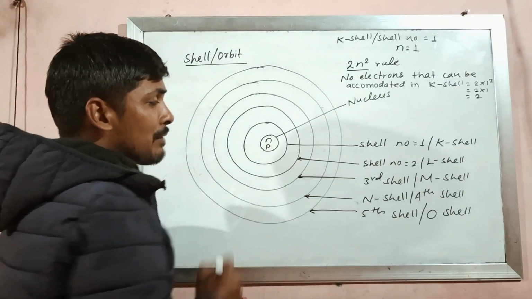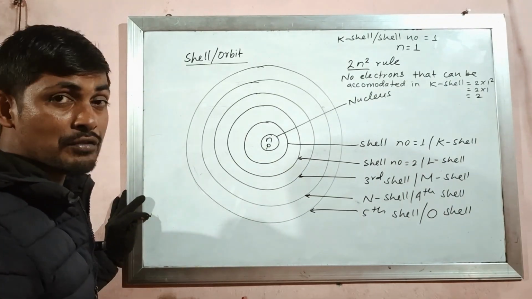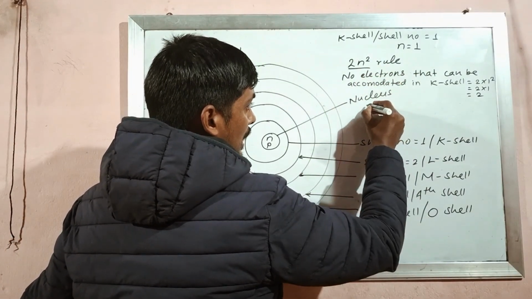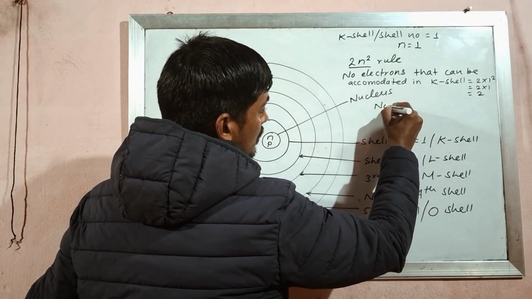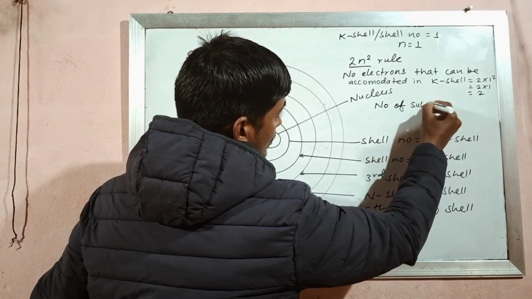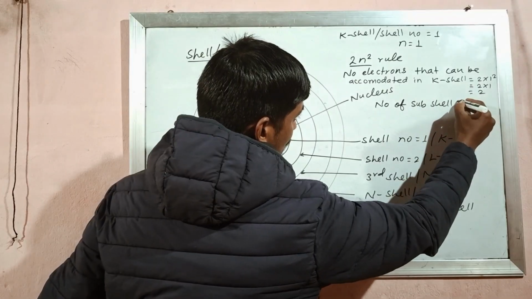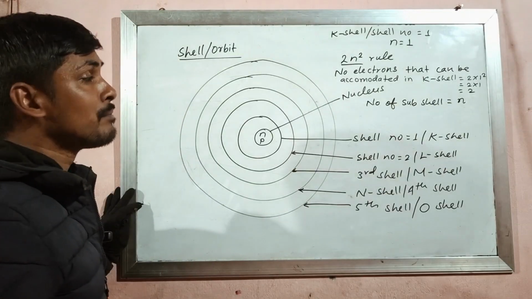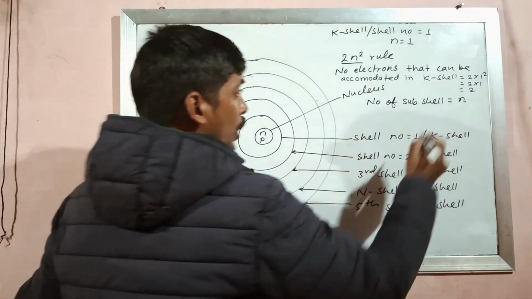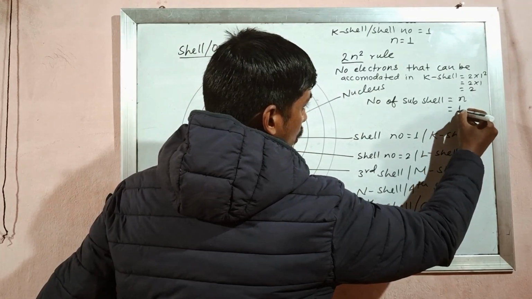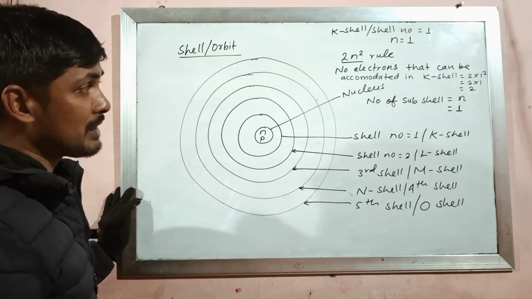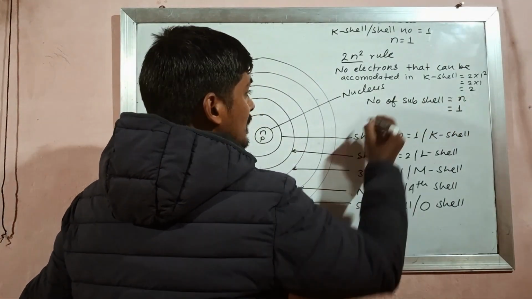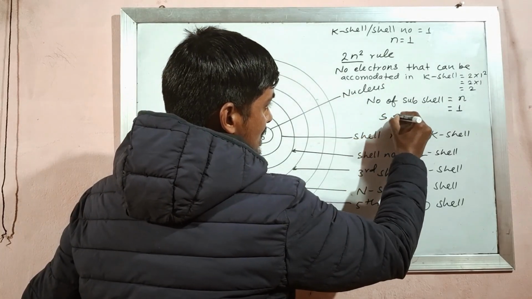Similarly, if we have to find the number of subcells present in this K cell, then we can use the formula: number of subcells is simply given by the value of n. Since the value of n is 1 in case of K cell, how many subcells are possible here? Only one subcell is possible in K cell, that is the S subcell.